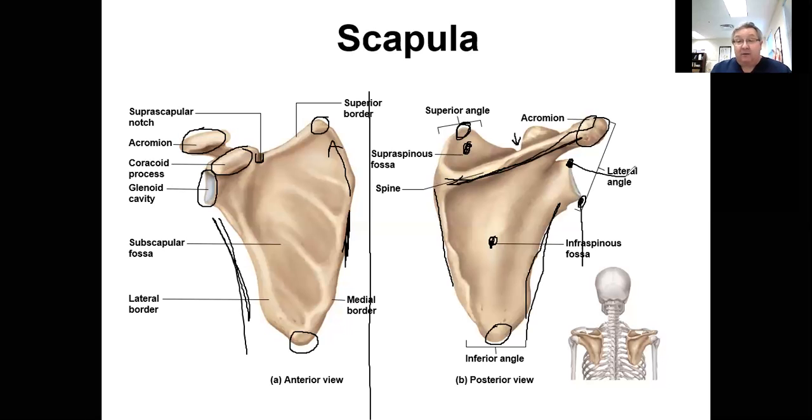Pec minor has its insertion on the coracoid process. Remember, the origin of pec minor comes from ribs 3 through 5. Right? Let's see what we got here. We got more parts to it, so I'm just trying to go through all of these parts, make sure I hit them all.